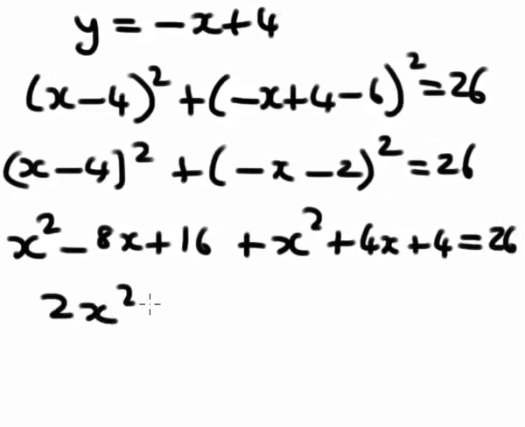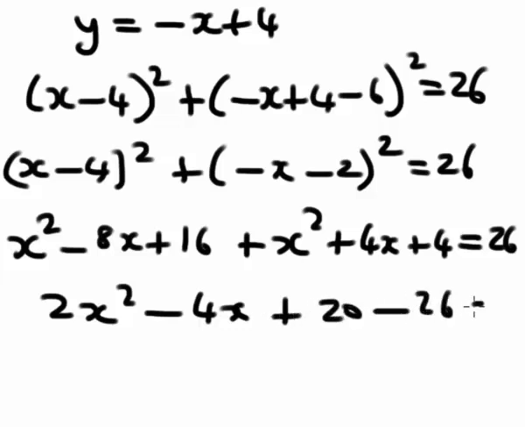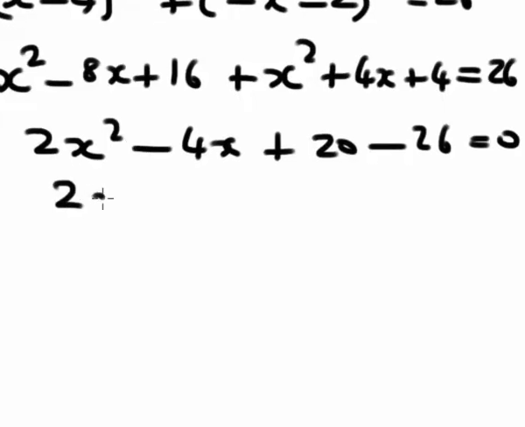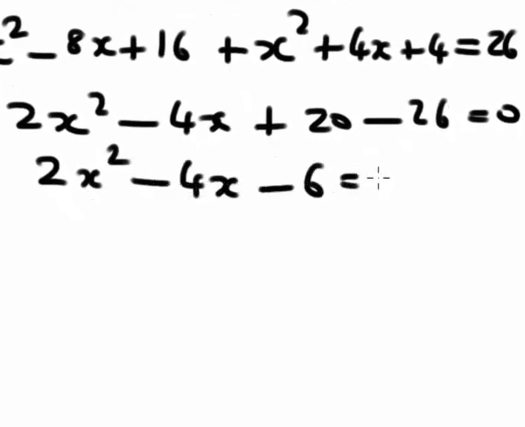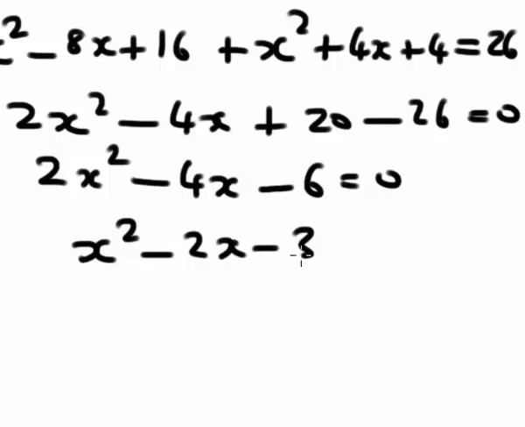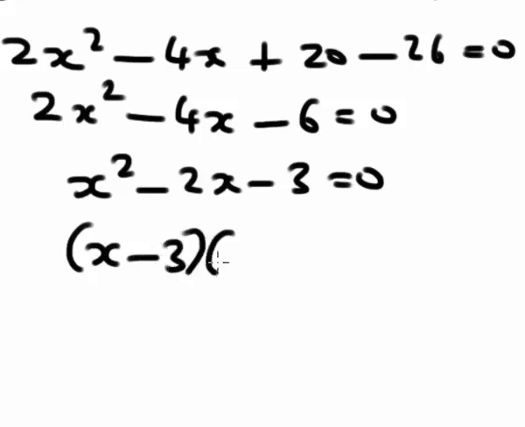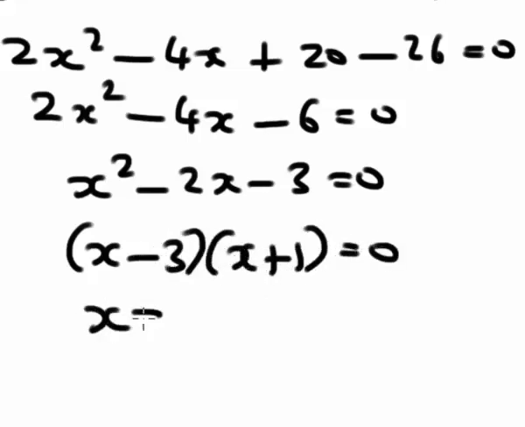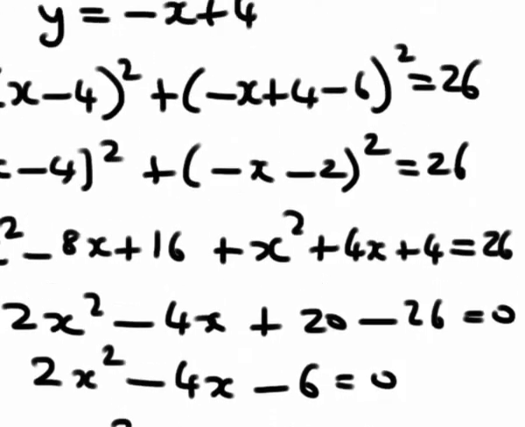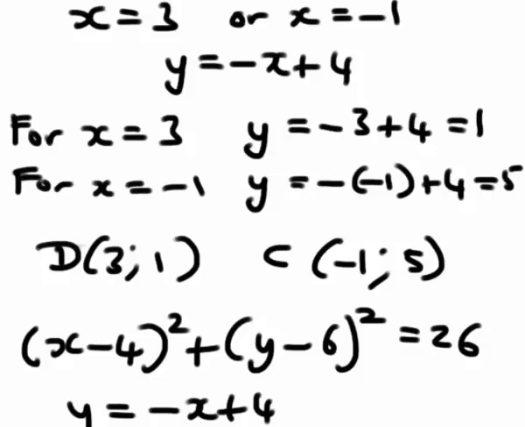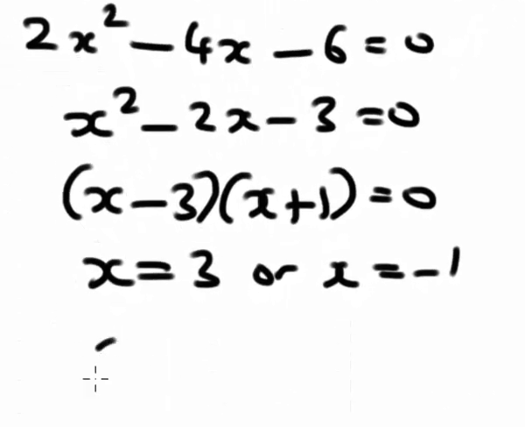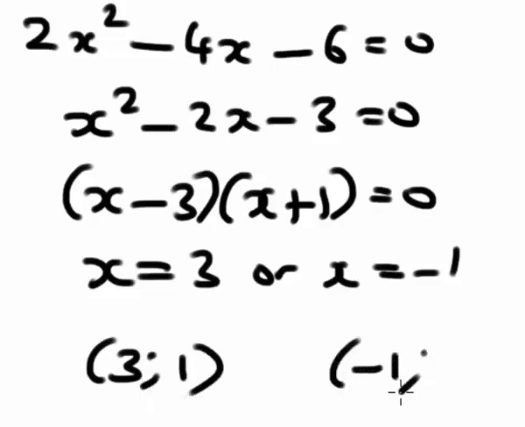x squared plus x squared, 2x squared minus 4x, because negative 8 plus 4 is negative 4. Then we've got 16 plus 4 is 20, and let's subtract the 26, and guess what? We've got the exact same trinomial as before. Divide by 2, and look at that, this is identical, so we can factorize as we did previously. x is equal to 3 or x is equal to negative 1, and we don't even have to worry about getting the y values now because they're exactly the same. So if x is 3, y is 1, if x is negative 1, y is 5.